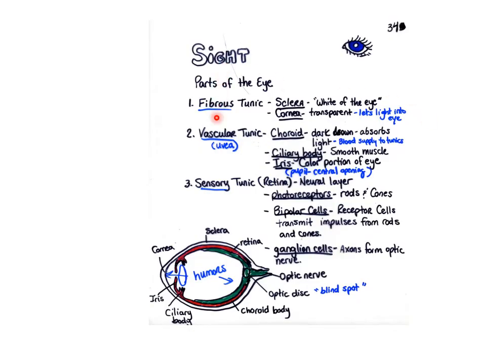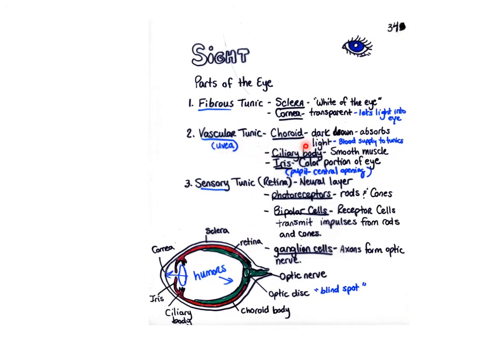Parts of the eye: there are three tunics. The fibrous tunic is the outer part. The sclera is what we call the white of the eye. The cornea is the transparent anterior part, and that lets light into the eye. The vascular tunic, and you can see down here, I've drawn a little picture. It's not perfect, okay, but there's the sclera, there's the cornea in the front. Underneath that in red, that is your vascular tunic, also called the uvea.